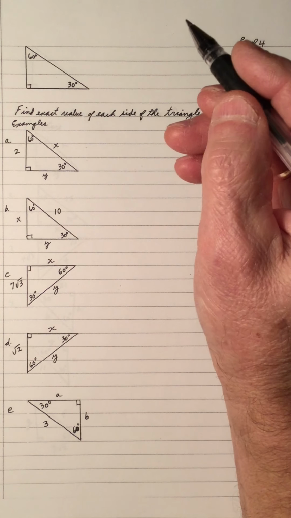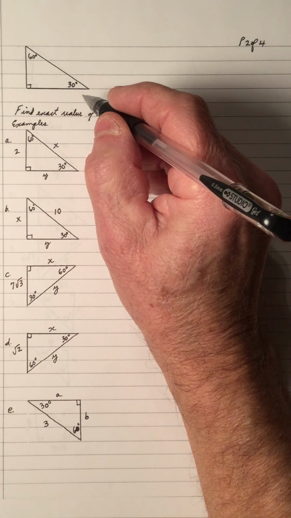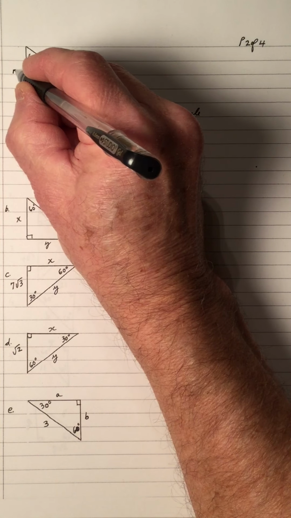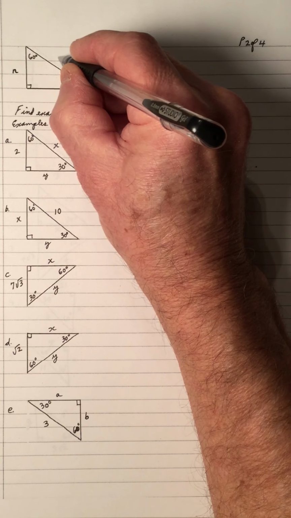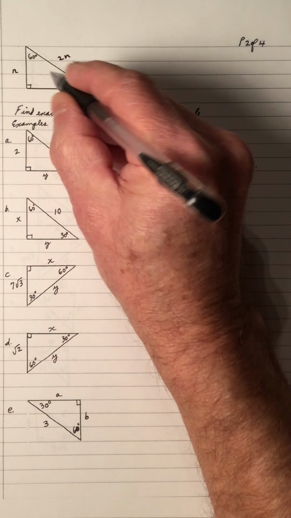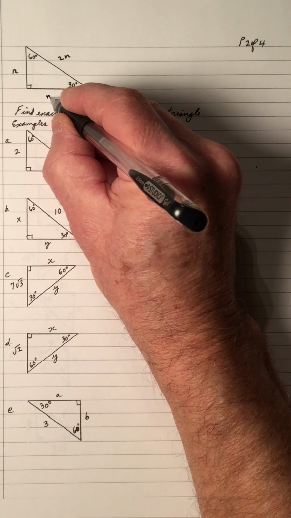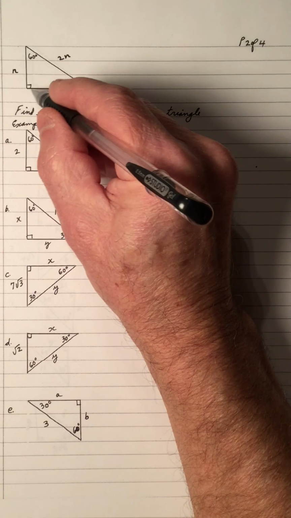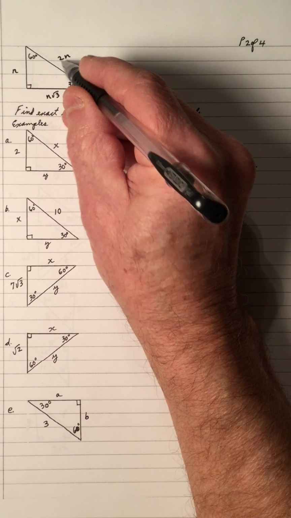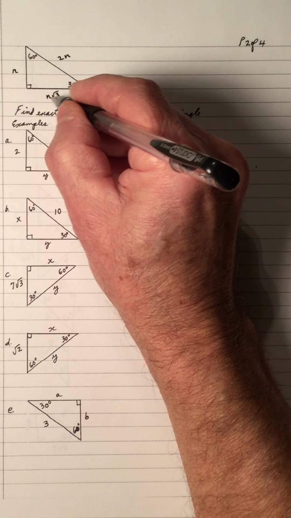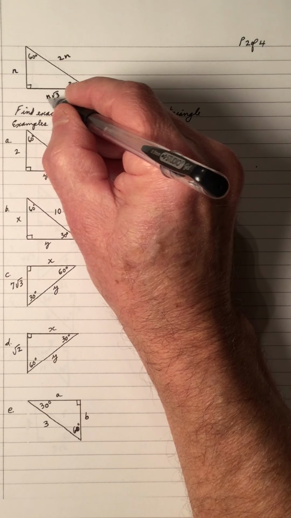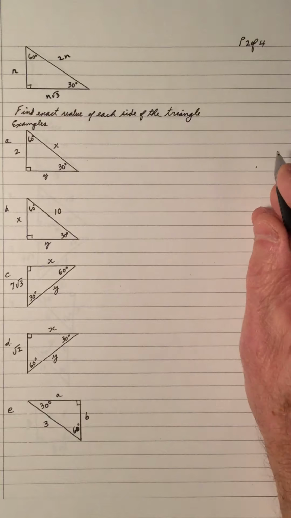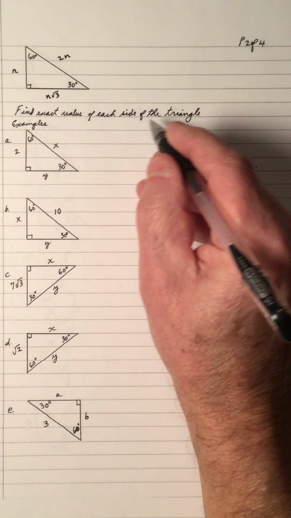And I asked you to learn the 30, 60, 90 triangle. Opposite to 30 is n. Opposite to 90 is 2n. And opposite to 60 is n root 3. That's the way I do it. I do shortest is n, hypotenuse is twice as long, and the opposite to 60 is n root 3. That's the short leg, that's the long leg, and that's the hypotenuse. Find exact values of each triangle.